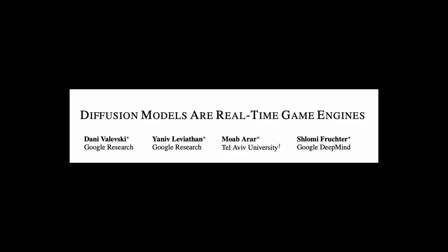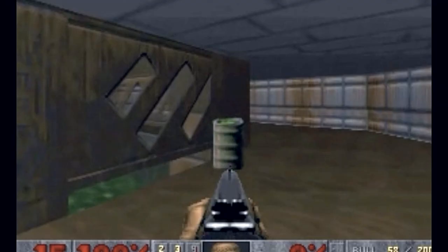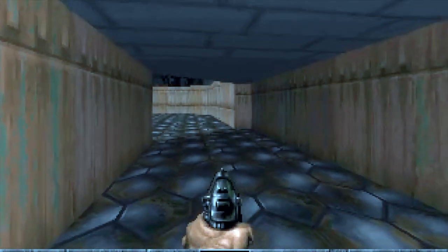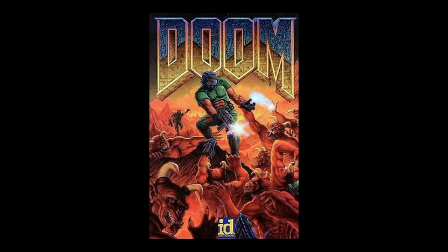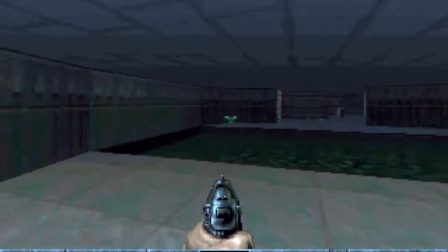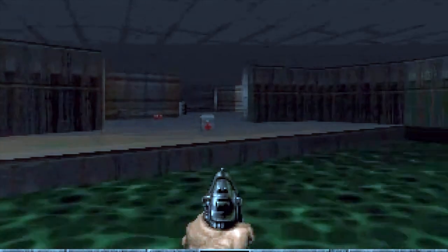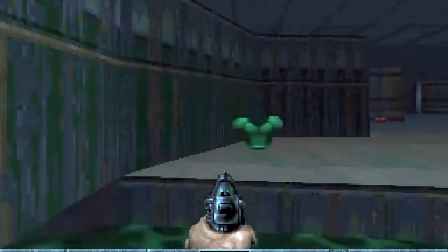So, what exactly is GameNGen? It's not just another game engine. It's a groundbreaking leap forward. GameNGen uses advanced neural networks to generate entire game environments in real time. Imagine playing a game where every frame you see is created on the fly by a neural network. GameNGen is capable of running Doom, the iconic 1993 game, at 20 frames per second using just one TPU. But the real magic is how close the simulation gets to the real thing. So close that most people can't even tell the difference.